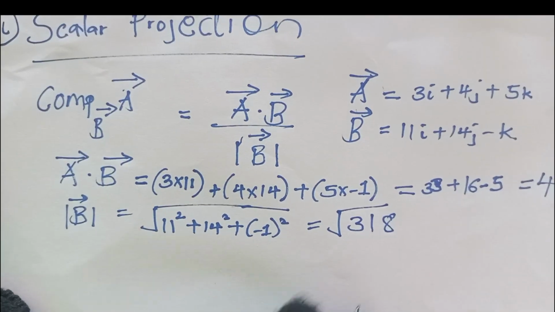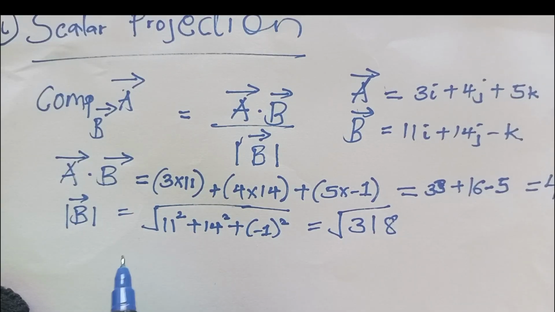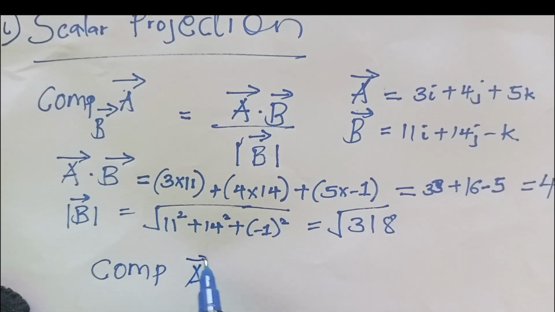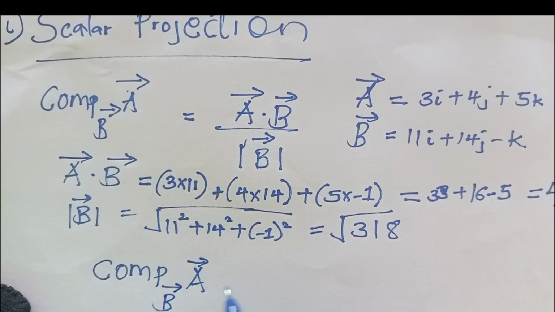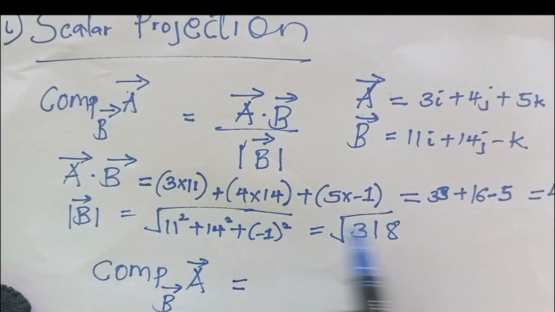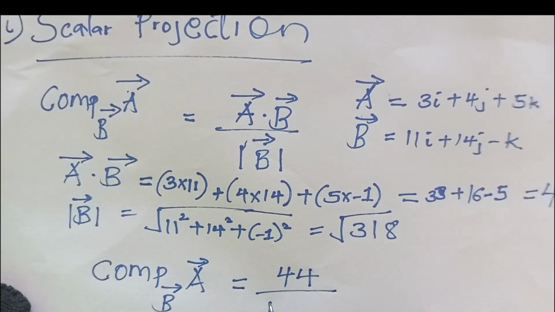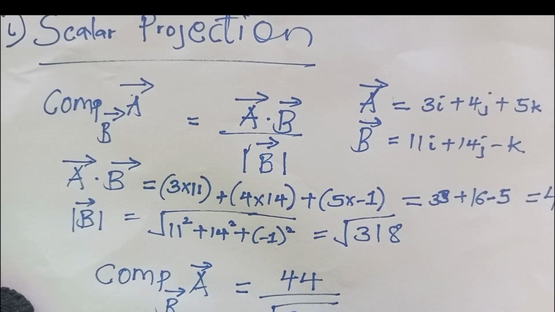So the projection of A onto B, which is written as the component of A that is projected onto B, will be equal to A dot B, which is 44, over the magnitude of B, which is root 318.